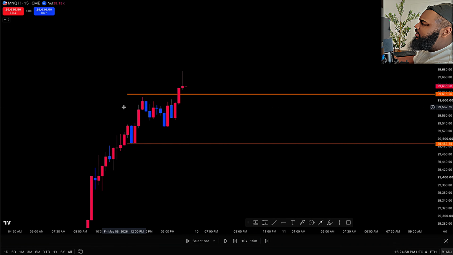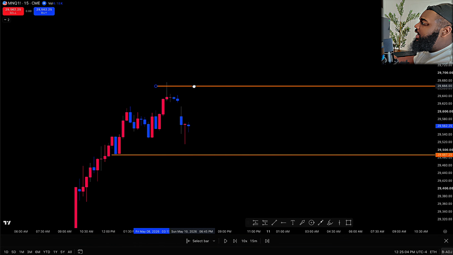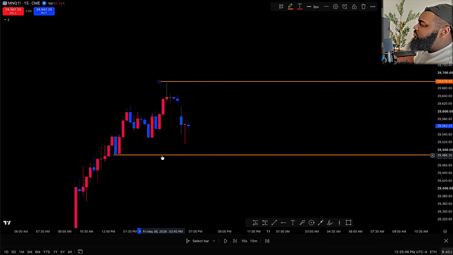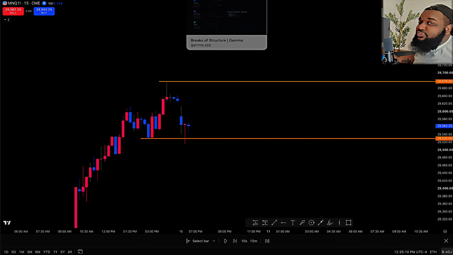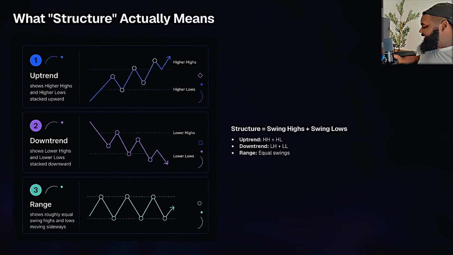So, all right, we got the body close right here. We just want to wait for the retracement. All right, so this will be the high right here, and this would be the low. Boom, so that's how it works. It's super duper simple, but that's exactly how it works. So you got the uptrend, downtrend, and range.